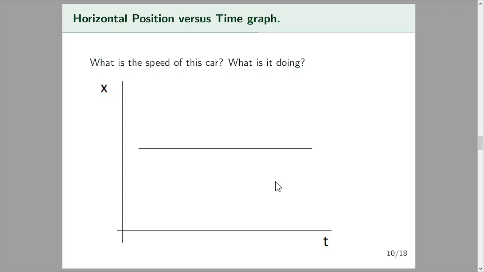So tell me what this car is doing. Can you figure that out? Notice that if I start here and I go over to here, what is my x2 versus my x1? They're the same, right? This is a stationary car.